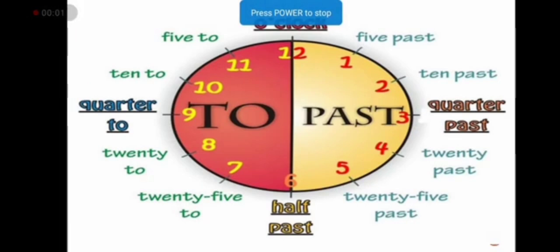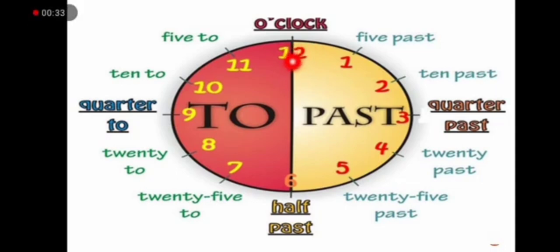My dear students, when we divide our clock into two equal halves, the right hand side of the clock shows the past time and the left hand side of the clock shows the to time. The number of minutes between every two numbers is 5 minutes.